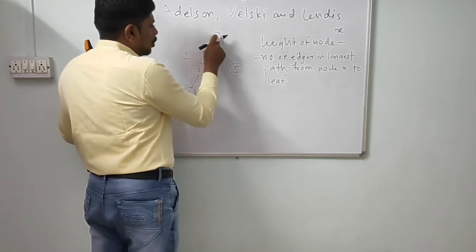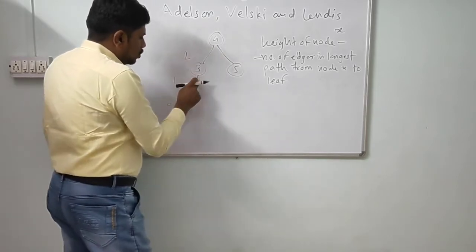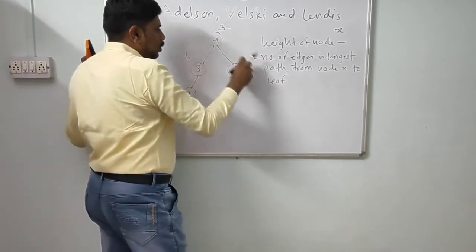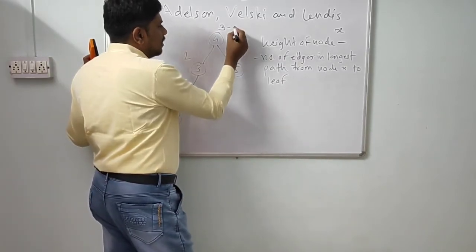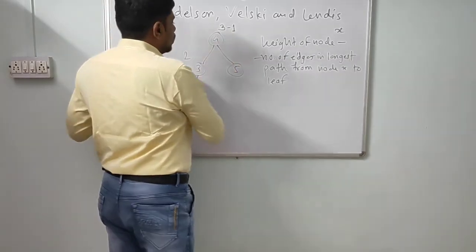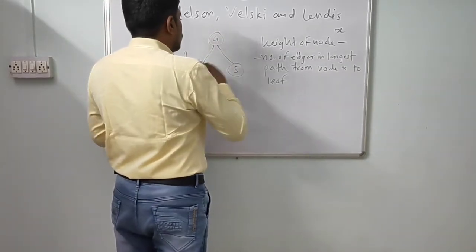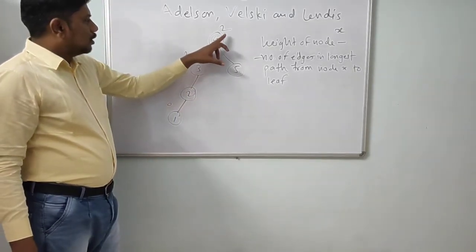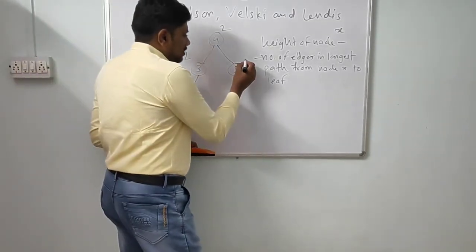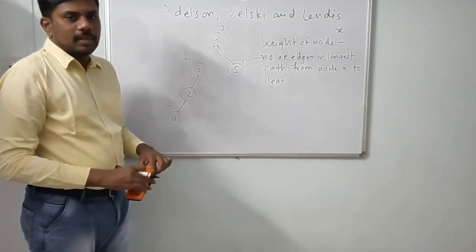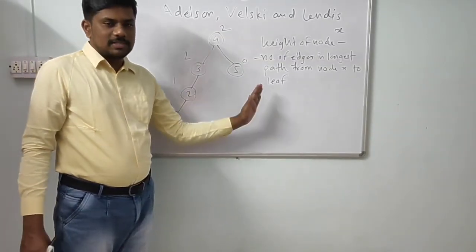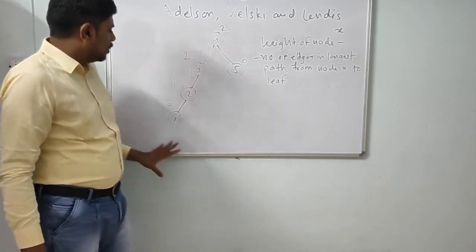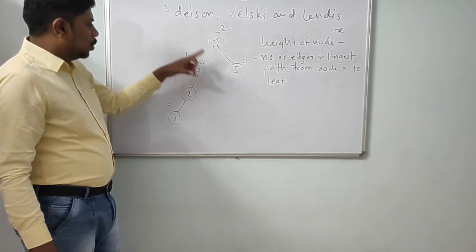What is the balance factor of this 4? See, 1, 2, 3. 3 is the height of the left subtree. And what is the height of the right subtree? Only one edge is there, so 1. So 3 minus 1 is 2. The balance factor of 4 is 2. And what is the balance factor of 5? 0. Height of left subtree minus height of right subtree: there is no left or right subtree for 5, so 0 minus 0, 0. So these are the balance factors of the nodes.